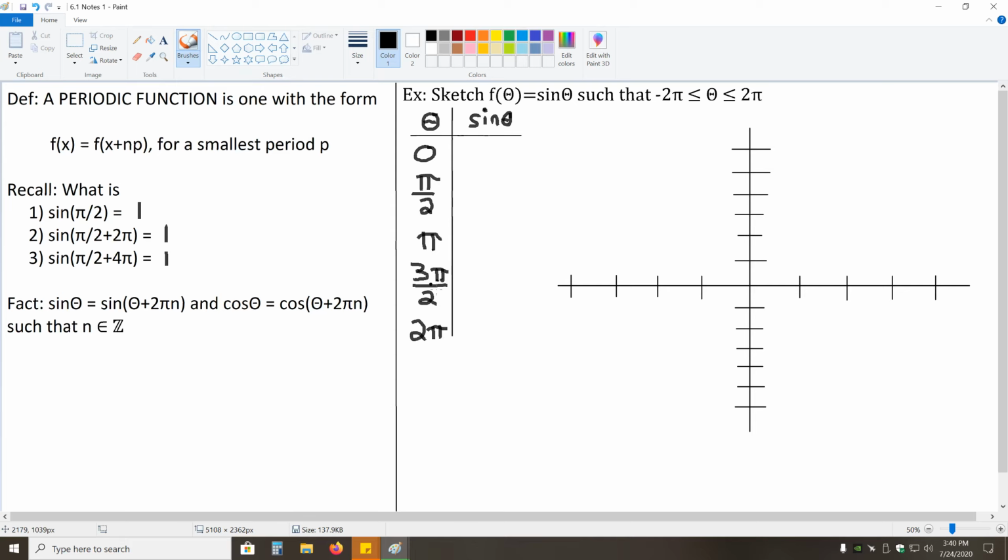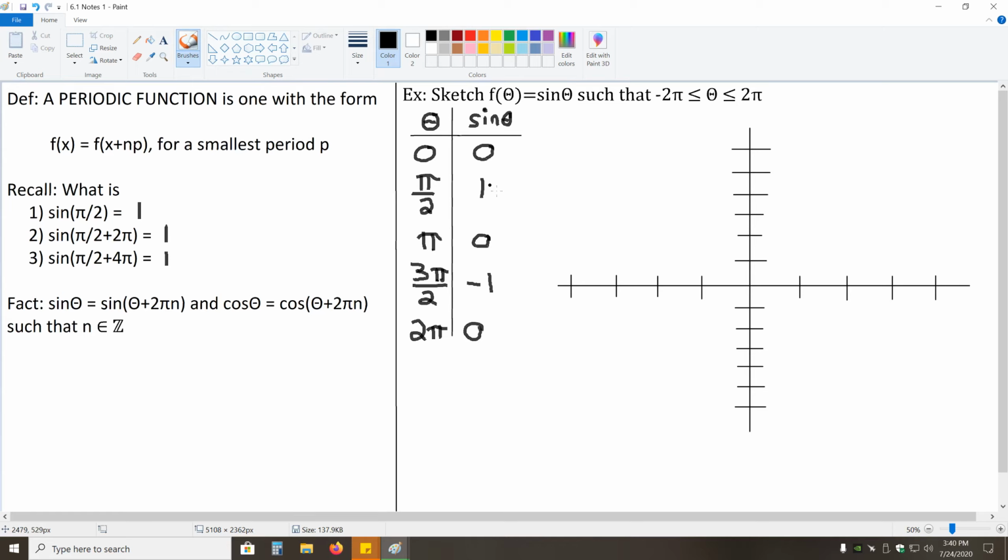0 through 3 pi over 2 are the quadrantal angles that you would deal with on a unit circle in general. And then remember, 2 pi is just what you get when you rotate all the way back to the angle of 0. So if we plug 0 into sine, sine of 0 is 0. If we plug pi over 2 in, sine of pi over 2 is 1. Sine of pi is 0 again. Sine of 3 pi over 2 is negative 1. And sine of 2 pi is 0 again.